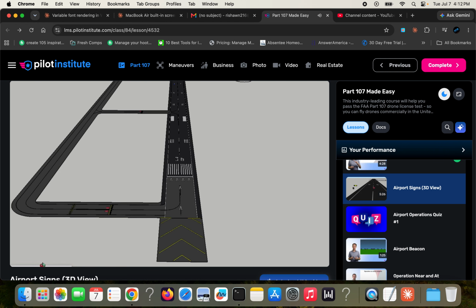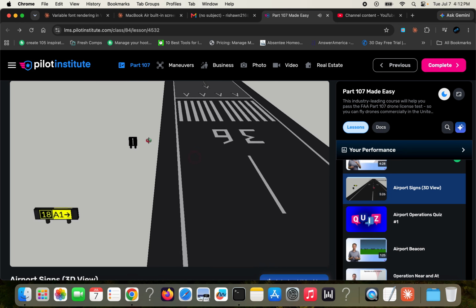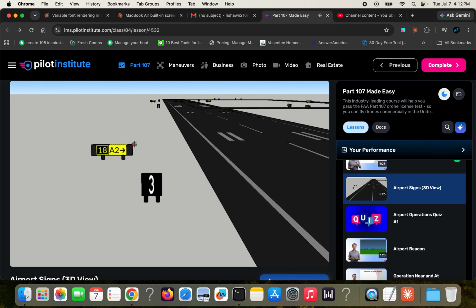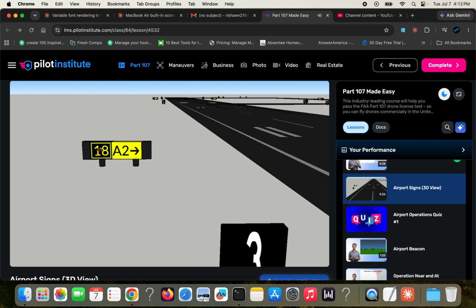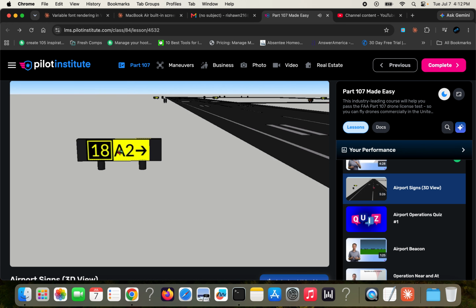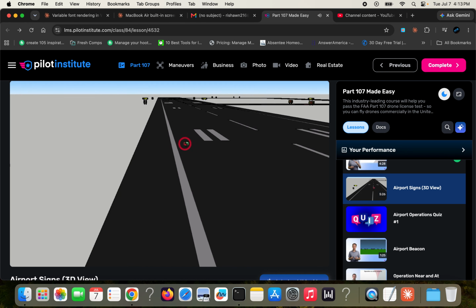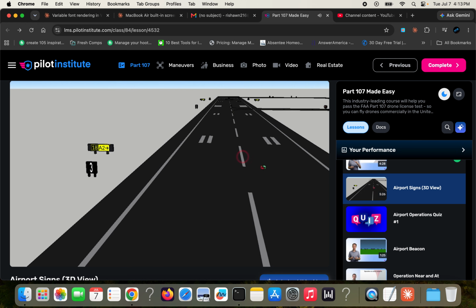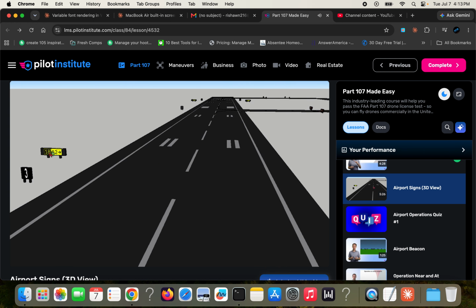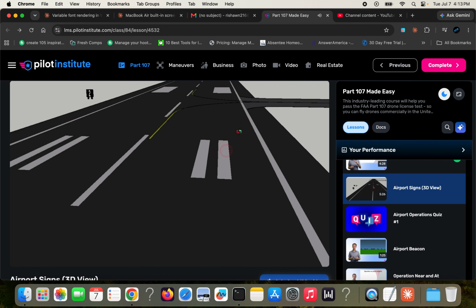Now let's take a look at some runway signs, because I have a lot of signs right here. I have runway signs and taxiway signs, but I want to show you the runway signs for now. This sign right here tells me that I am on runway 18 and that we have taxiway Alpha 2 to the right. So if I'm landing, I have 3,000 feet of runway, I get that far, and tower told me to turn right on Alpha 2, then I will turn right here on Alpha 2.